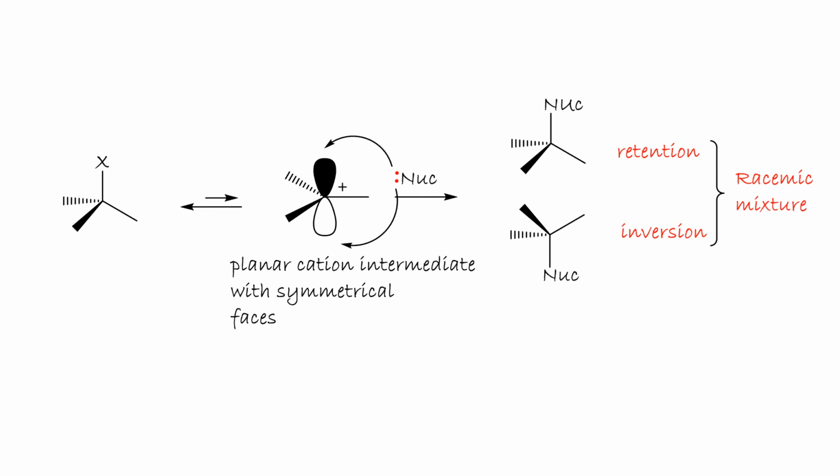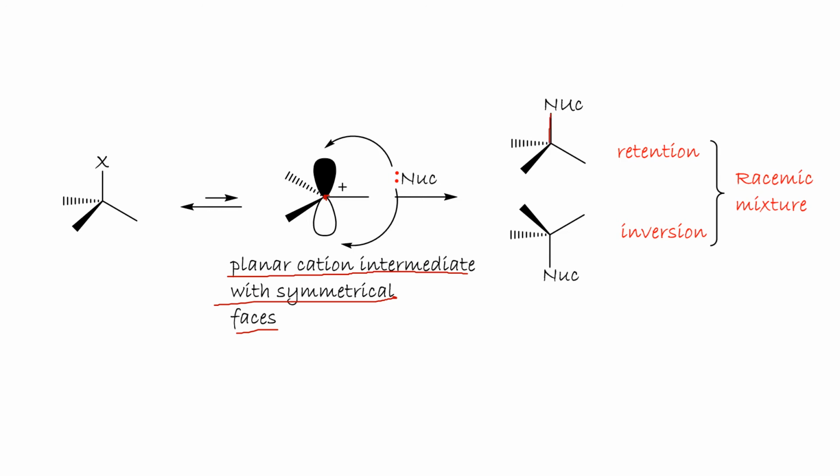Here we have an sp2 hybridized carbon. It is planar with 2 equal faces, a planar cation intermediate with symmetrical faces. So the probability of the nucleophile attacking from the top or bottom will be equal. So we can get retention in configuration.